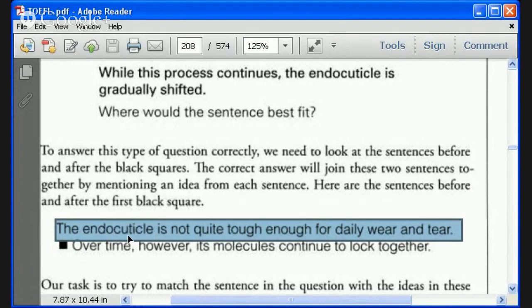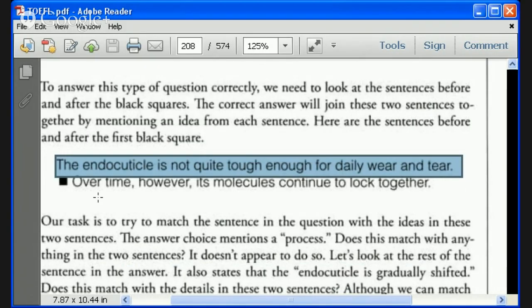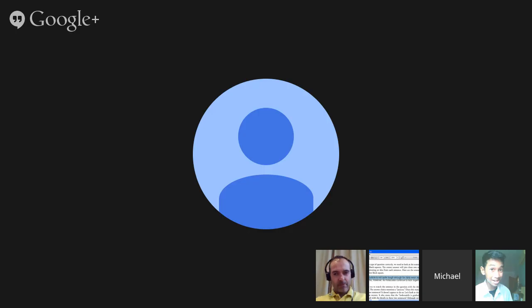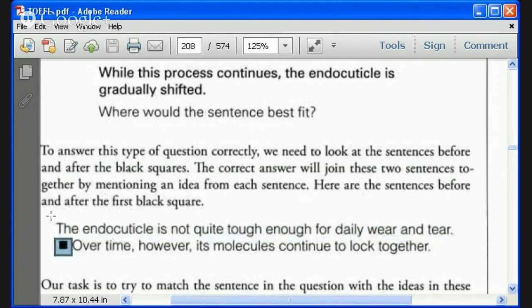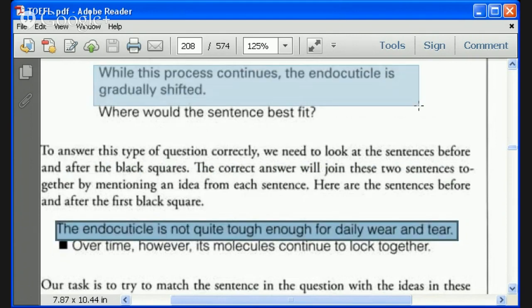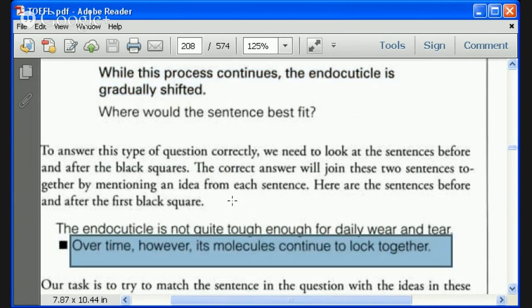The endocuticle is not quite tough enough for daily wear and tear. While this process continues, wait a minute. What do you think? Does that make any sense at all? No. You're substituting in the sentence. So, like this. The endocuticle is not quite tough enough for daily wear and tear. While this process continues, the endocuticle is gradually shifted. Over time, however, its molecules continue to lock together.